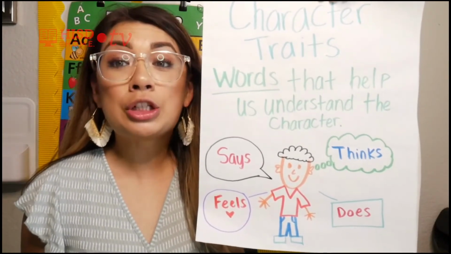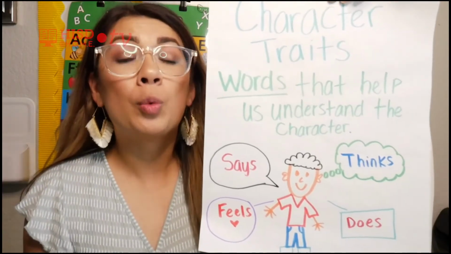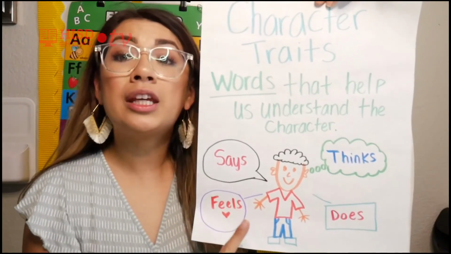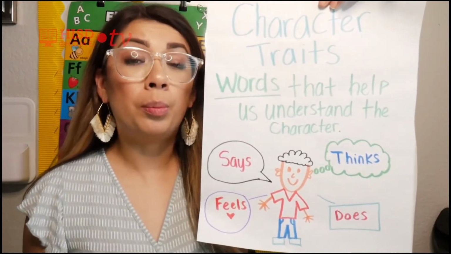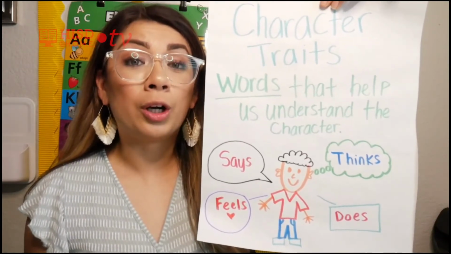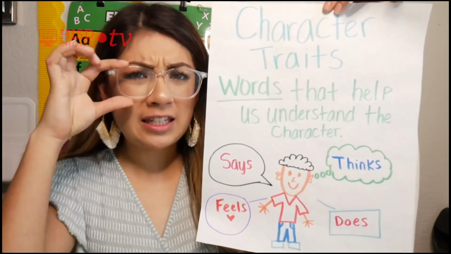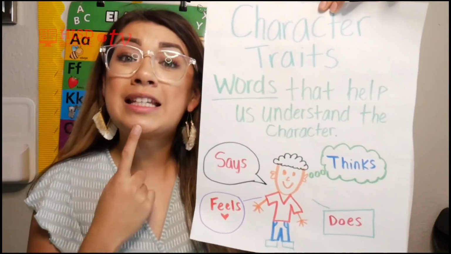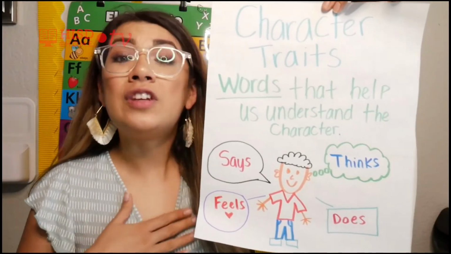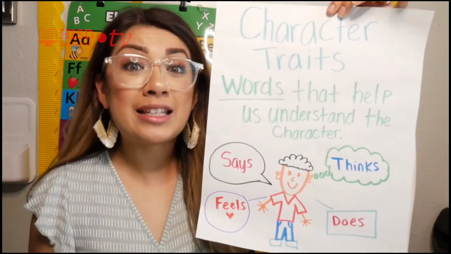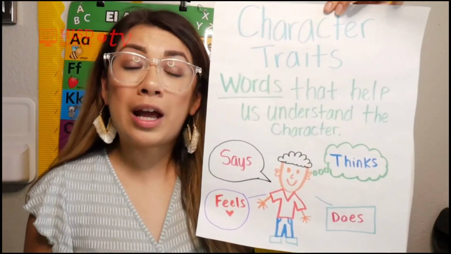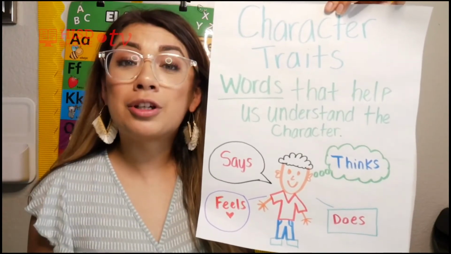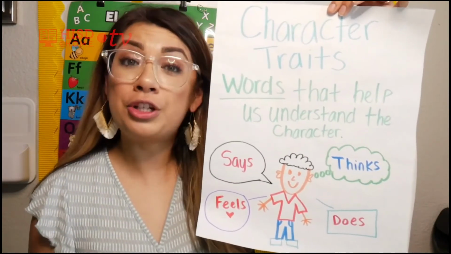And we use these character traits to describe what the character says, what the character thinks, what the character does, and what the character feels. So when we're reading a book, we look at words and we identify and describe what the character is thinking, what the character is saying, what the character is feeling, and what the character does. This is how we describe a character in a story. And remember, a character could be people, animals, or creatures in a story.